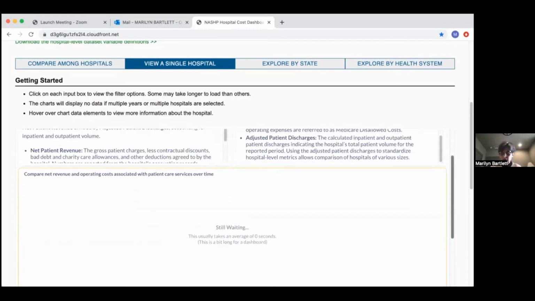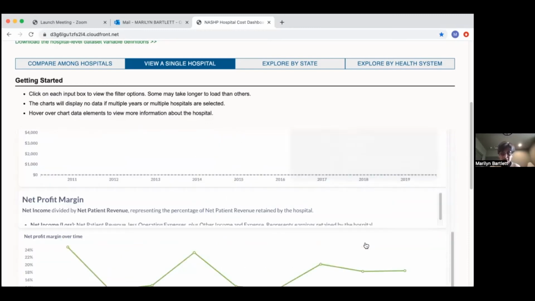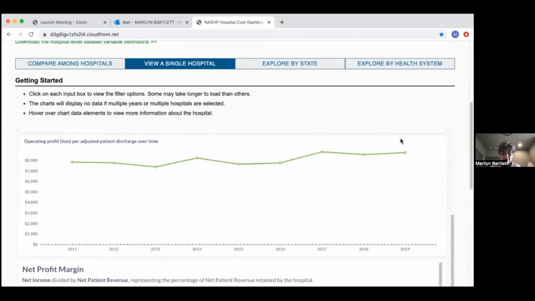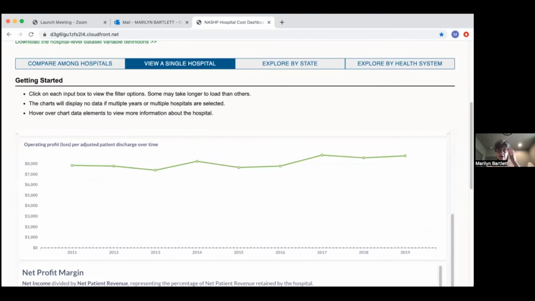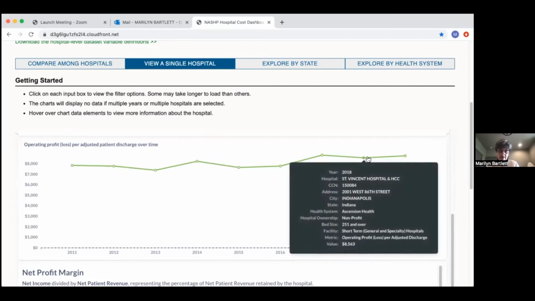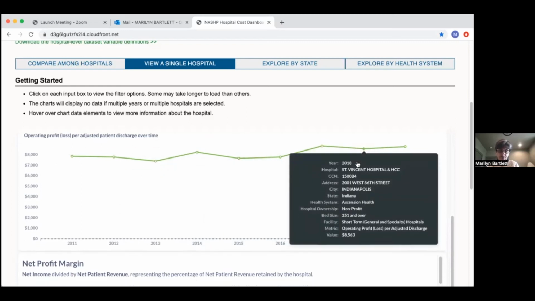Now, it will take a while, usually, even if you had high-speed internet, because this is a large data set that the tool is accessing. But one of the areas that loads fairly quickly is the operating profit loss per adjusted discharge over time. And you can see the top charts would show you the net patient revenue per adjusted discharge and the hospital operating cost per adjusted discharge. This is what you'll see over time.